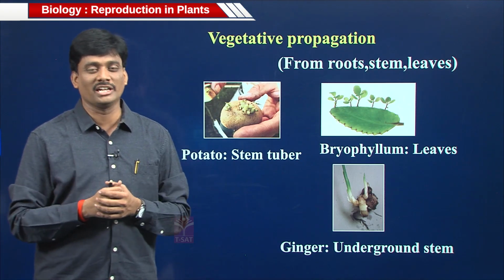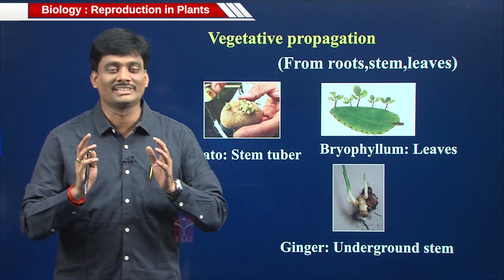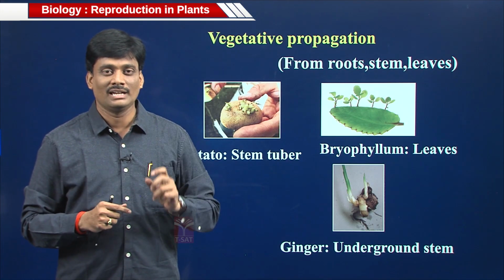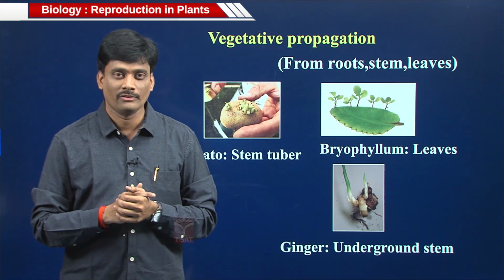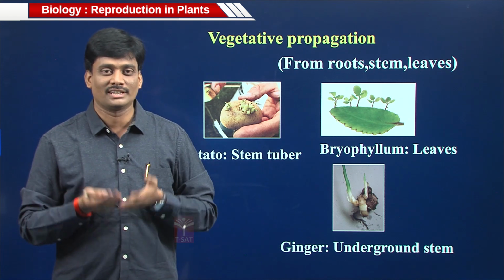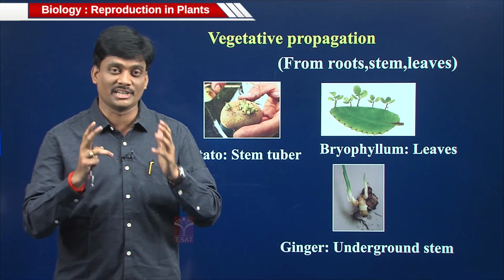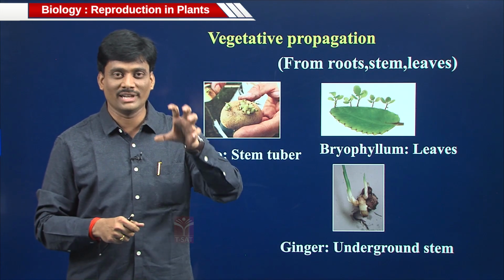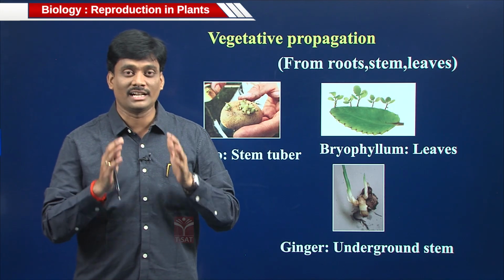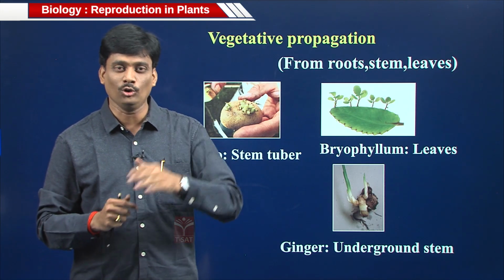What is meant by vegetative propagation? In a plant we have some vegetative parts, that is roots, stem, and leaves. If a new plant is produced from these parts, that kind of reproduction is called vegetative propagation or vegetative reproduction. Only by these vegetative parts, new plants are produced.